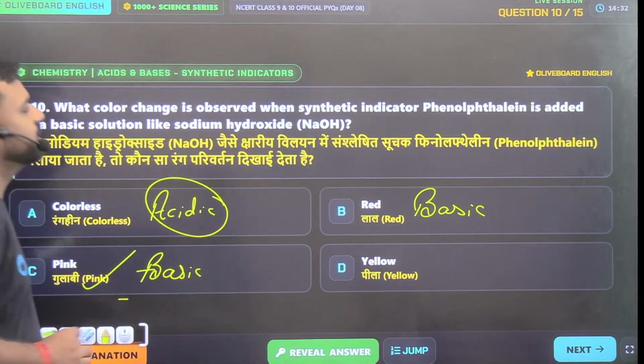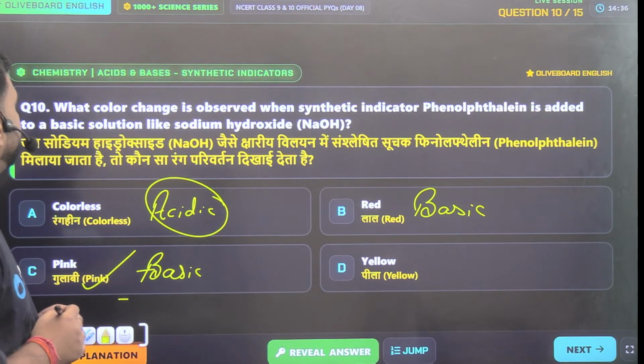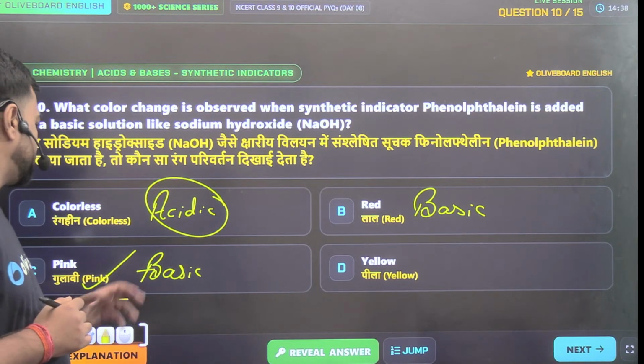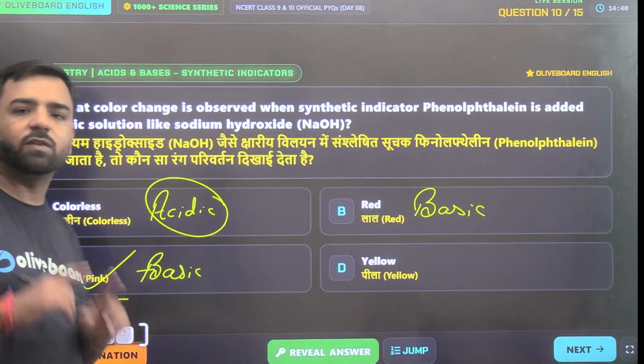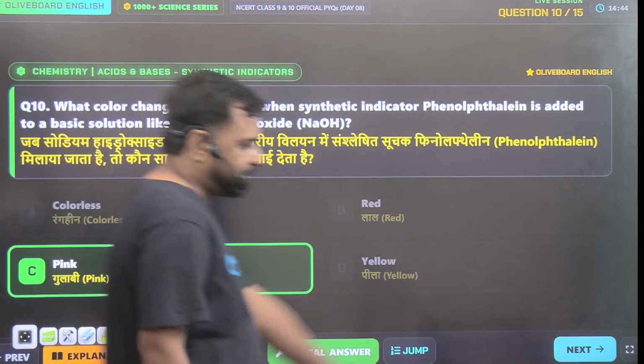So what is the question? What color is observed when synthetic indicator phenolphthalein is added to the basic solution like sodium hydroxide? So guys, obviously in the basic medium it turns pink. So what is the answer? The correct answer will be pink. So we can go with option number C, that is pink.